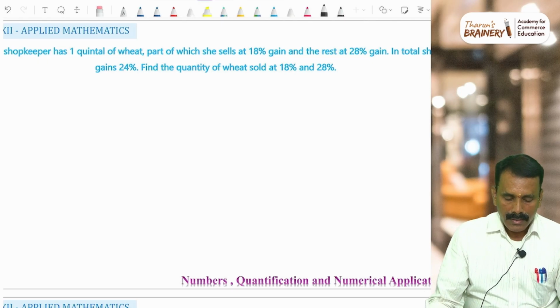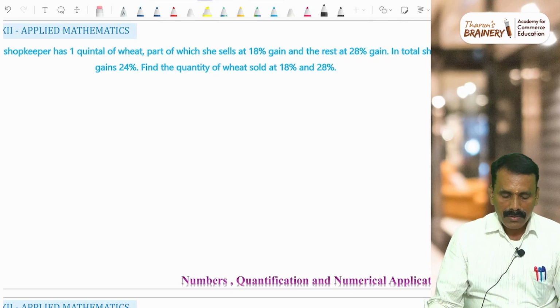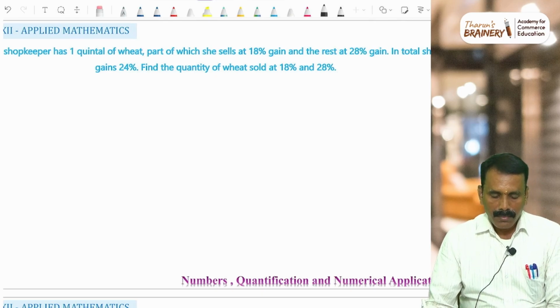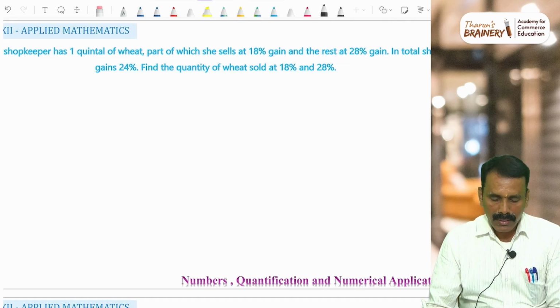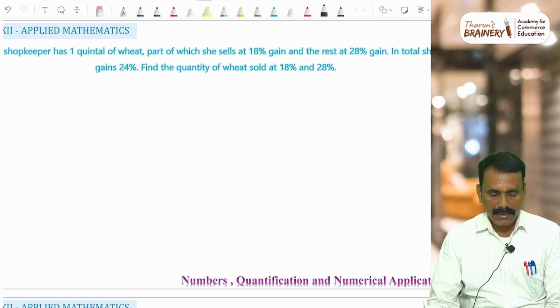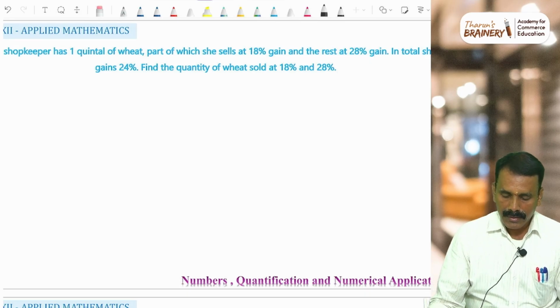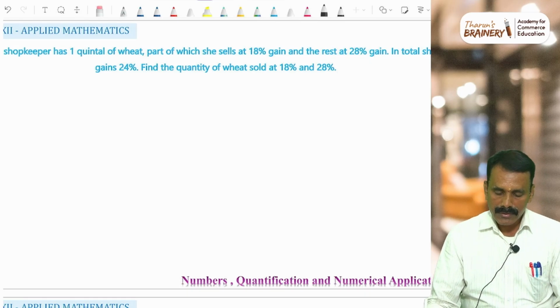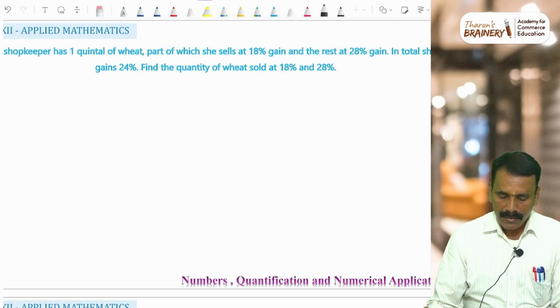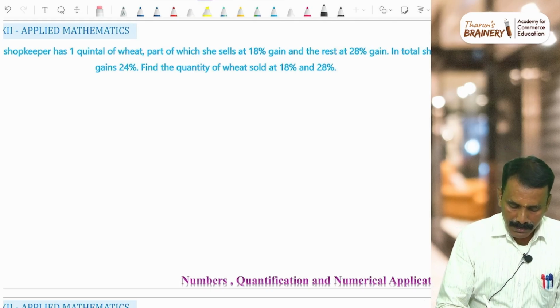Next question. A shopkeeper has 1 quintal of wheat, part of which she sells at 18% gain and the rest at 28% gain. In total, she gains 24 percent. Find the quantity of wheat sold at 18 percent and 28 percent. Okay. Here both are going to be profit. So we take all the values with the plus sign. So the first one is sum part.